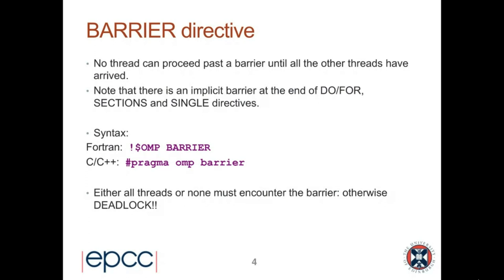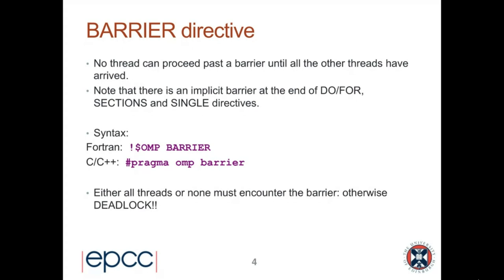We have to think a little bit carefully about the control flow if we use directives like this, because either all threads or none of them must encounter the barrier. Otherwise, our code will deadlock. Because if some strict subset of the threads in a team get to the directive, they will wait there forever, because they're expecting all the threads in the team to arrive before they can proceed past the barrier.